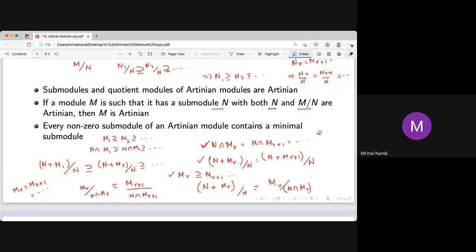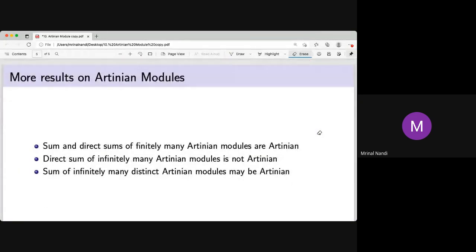So this is a very important result. Now there are more results on Artinian modules. The direct sum of finitely many Artinian modules is Artinian, but the direct sum of infinitely many Artinian modules is not Artinian. It is not only for some: every infinite direct sum is not Artinian, like an infinite dimensional vector space, every infinite dimensional vector space is not Artinian. So every direct sum of infinitely many Artinian modules is not Artinian.